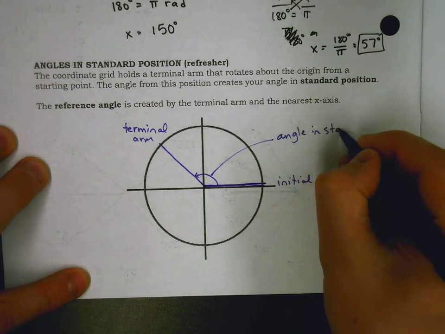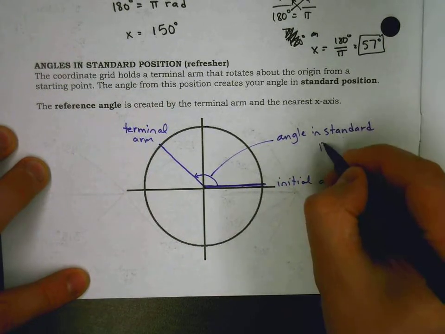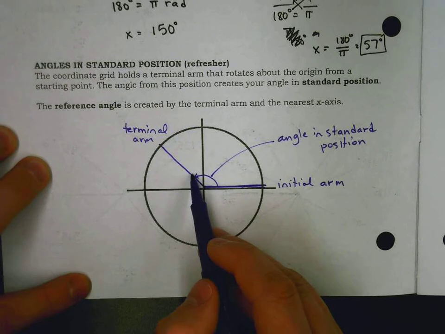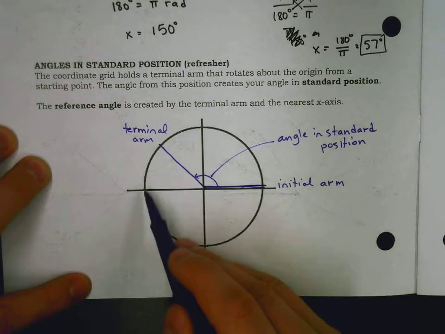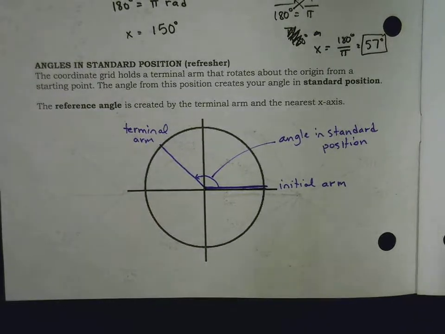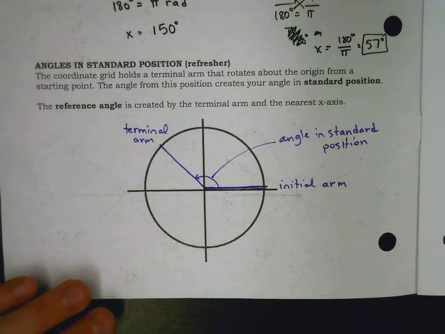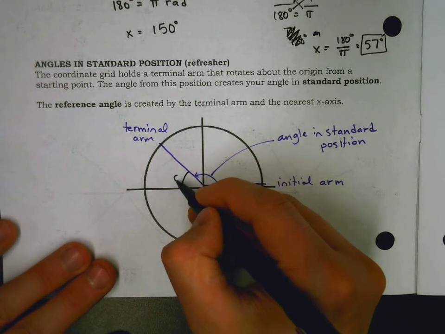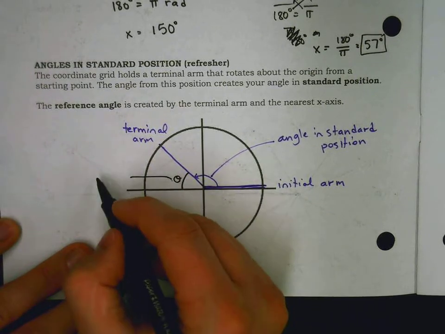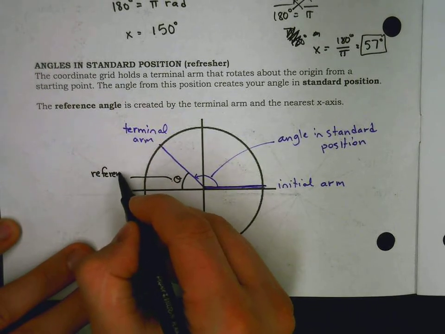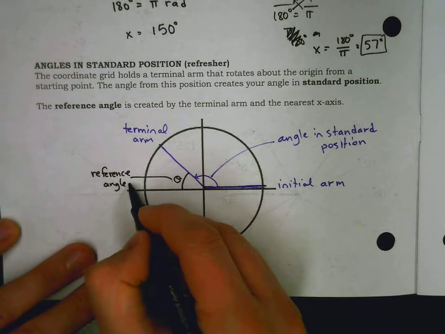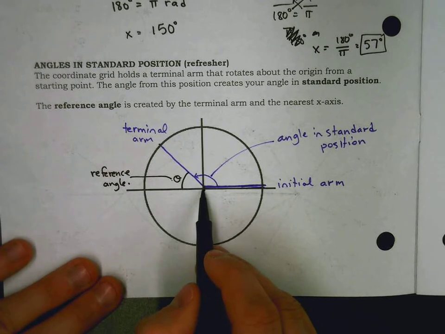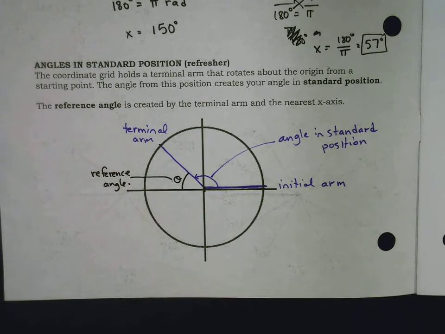And this standard position can have an angle that's quite large, it can be quite small. So it might be 10 degrees, it might be 130 degrees, it might be, as it keeps rotating, 720 degrees. But what is defined from this terminal arm is a smaller angle. I'm going to call this theta for the moment. And this smaller angle is called your reference angle. The reference angle is the angle from the terminal arm to the closest x-axis. So depending where the terminal arm ends defines the position of your reference angle.